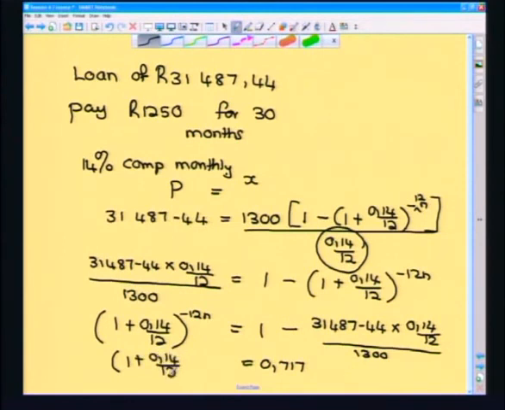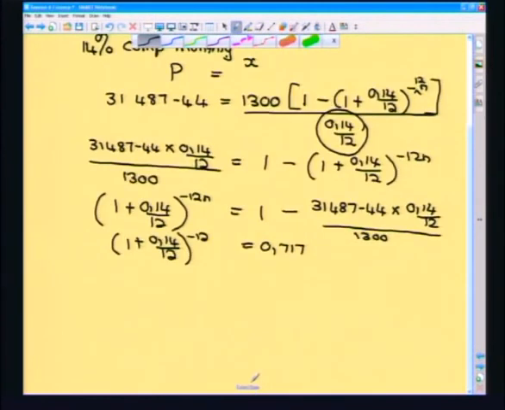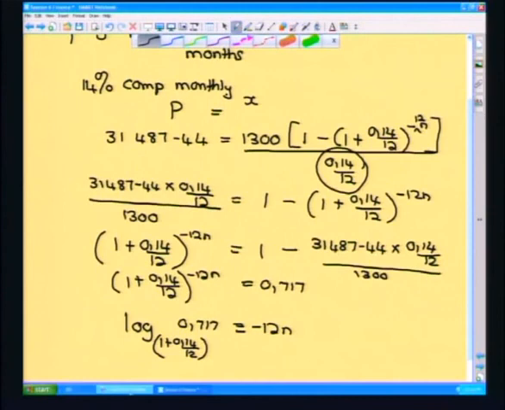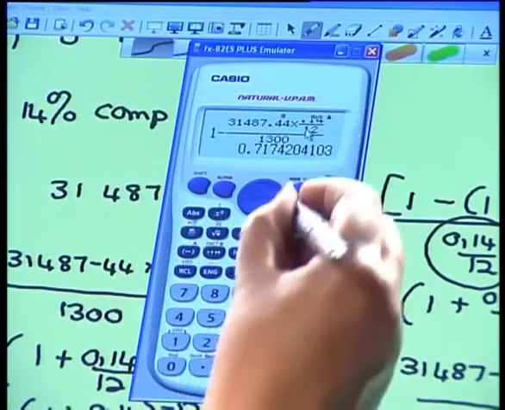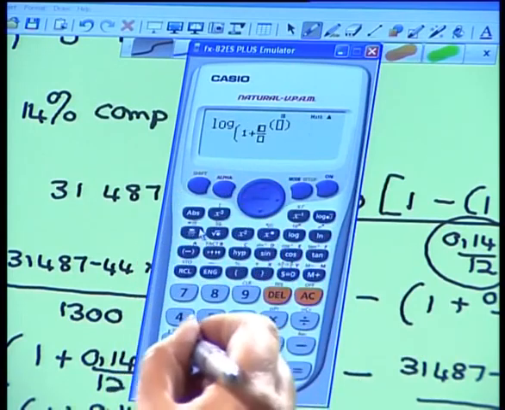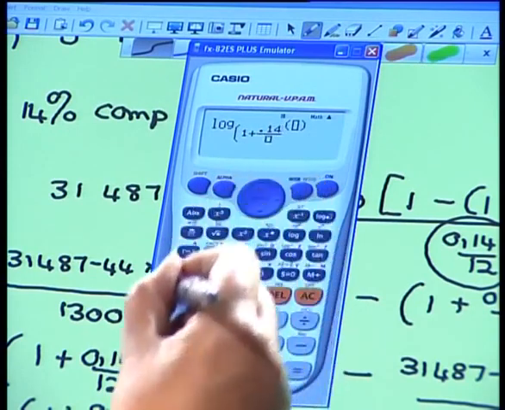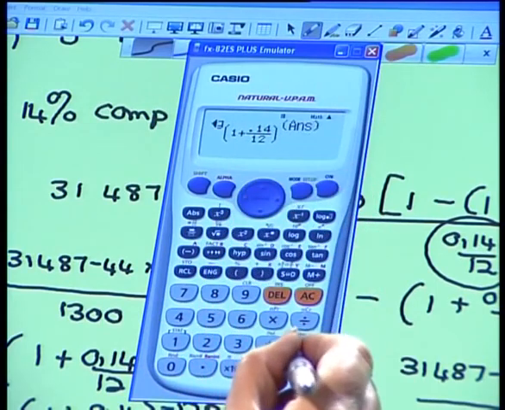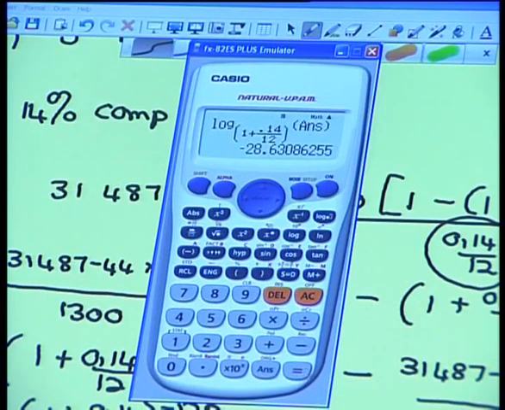Now, of course, you can see that this is a case of us using logs. So we're going to say log to the base 1 plus 0,14 over 12 of 0,717 equals minus 12n. Right, so let's stick this in the calculator and see what we get. We've still got that value in there, so that's rather nice. So we're going to go log. At the bottom here, we're going to open brackets, 1 plus, put a fraction in, 0.14, divided by 12, close the bracket, and then going up here, we can put our answer in, and we press equals. Now you see you're going to get minus 28.63.